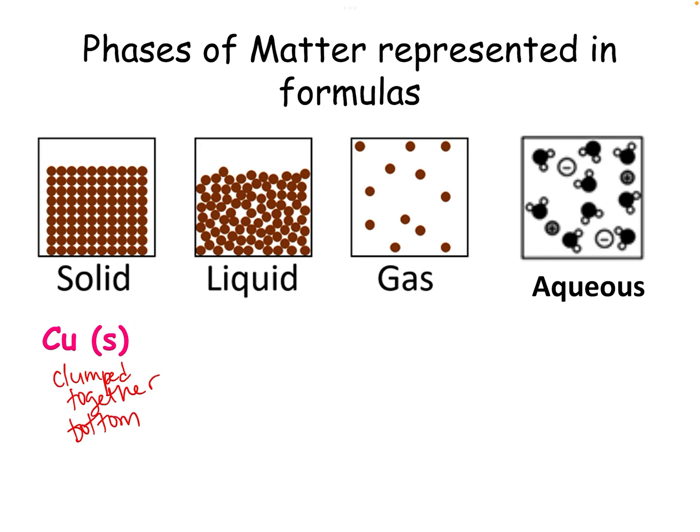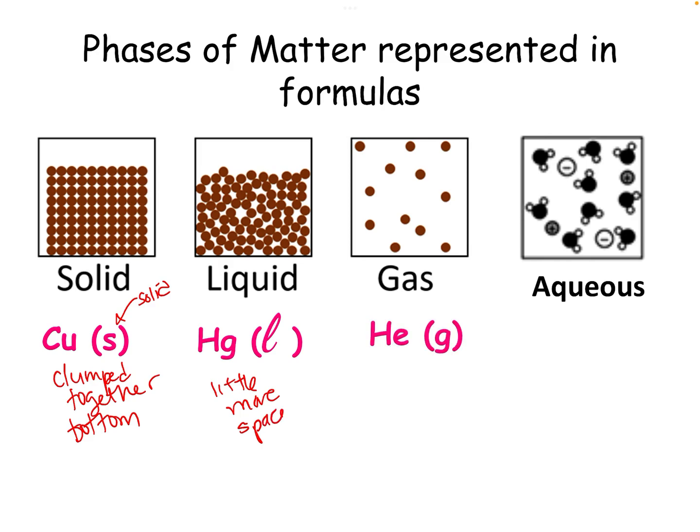So an example of a solid would be copper. Note that S means solid. In a liquid, they're a little bit more spaced out. Little more space in between molecules. Okay. In a gas, the particles are far apart and take up the whole container. And we're going to talk more about this when we talk about phases of matter.